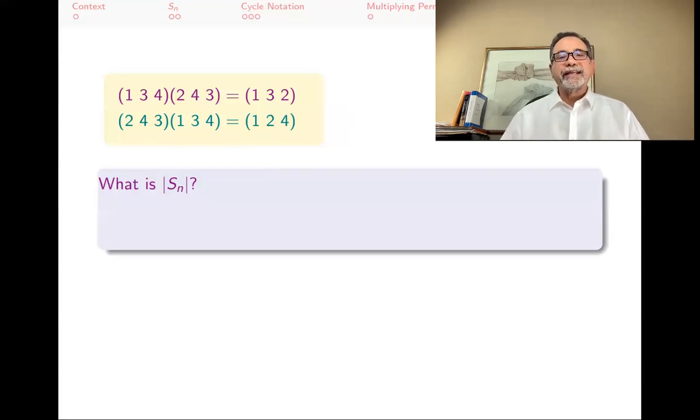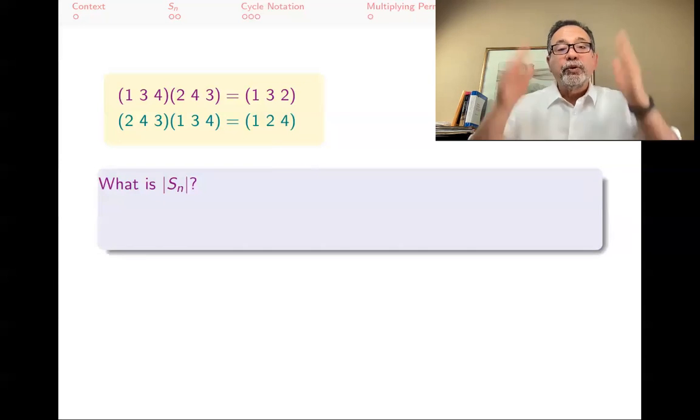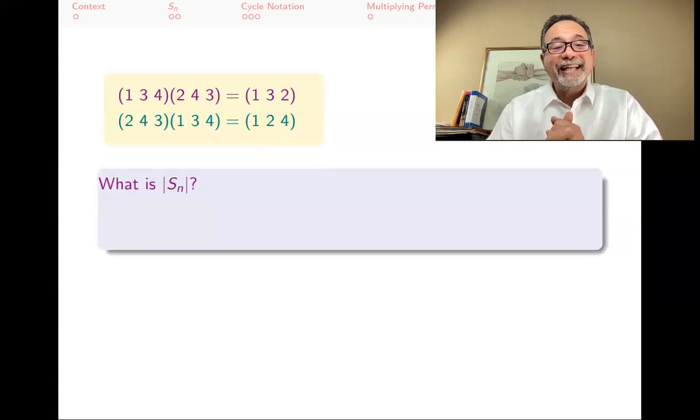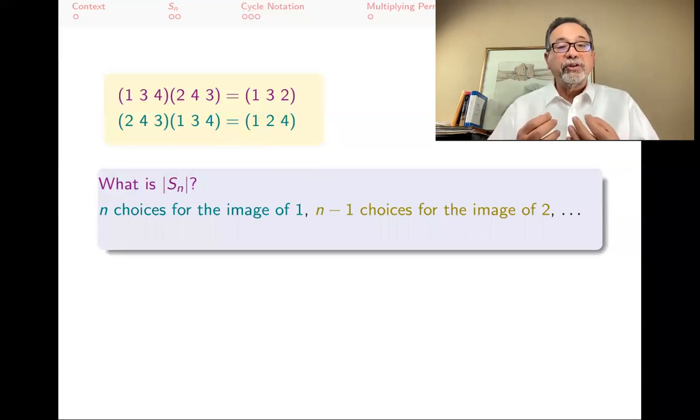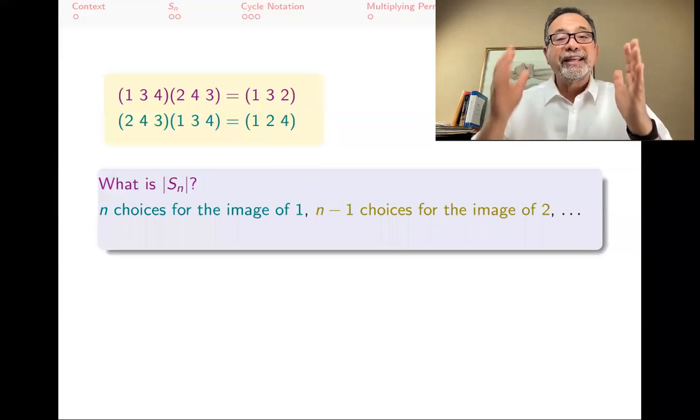What's the order of Sn? How many elements does Sn have? When you put absolute values around a set, we're talking about its size, how many elements it has. What's the order of Sn? These are one-to-one onto functions from n things to n things.